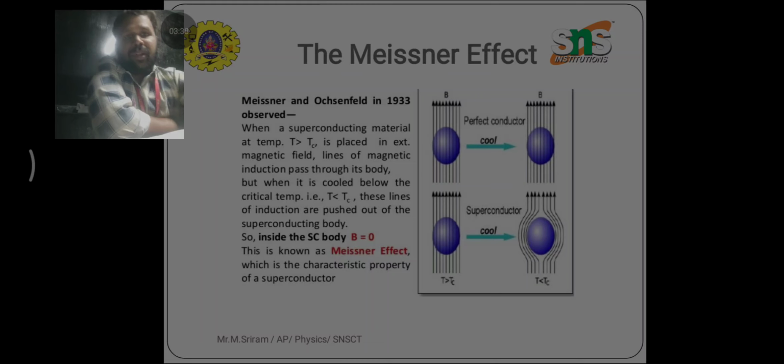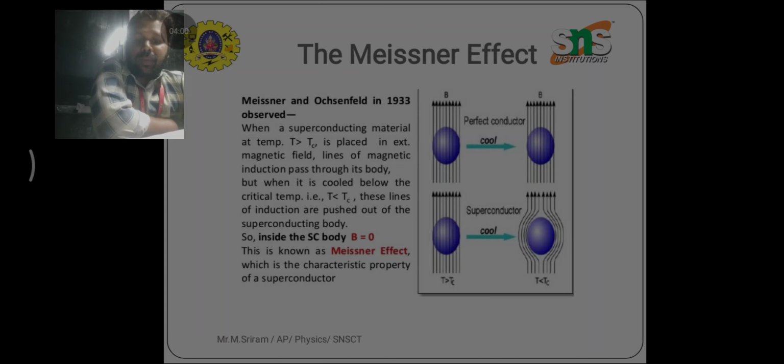And next, the Meissner effect. These are the properties of superconductors. The electrical resistivity drops to zero at the transition temperature. Superconductors have virtually zero electrical resistance and can conduct electricity without resistance.